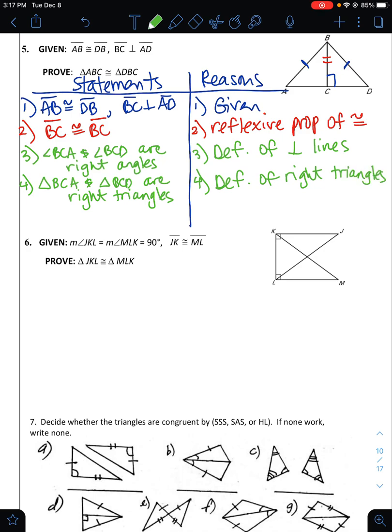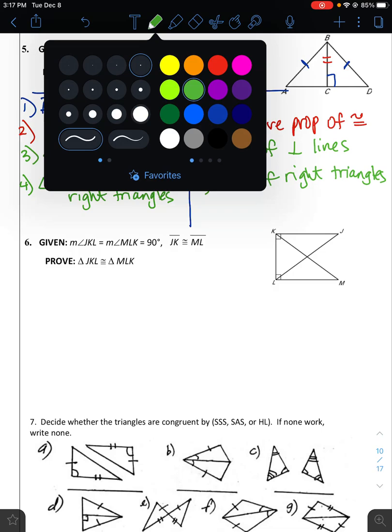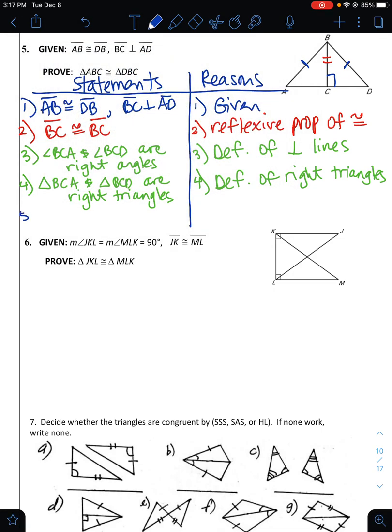Okay, now I'm ready to finish. I see I've got my hypotenuse, my leg. I've established I have right triangles. So now I'm ready to end. So we recopy the prove line. So triangle ABC is congruent to triangle DBC. And I have just demonstrated HL.